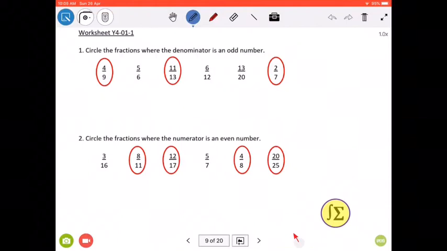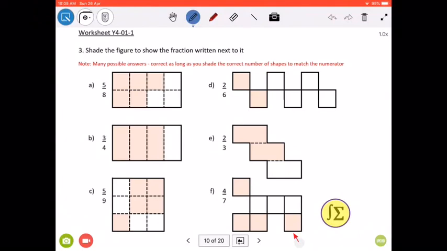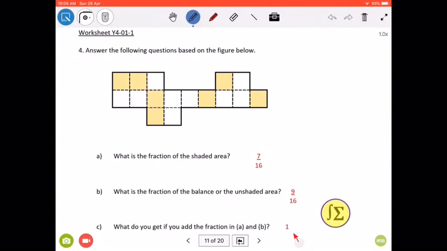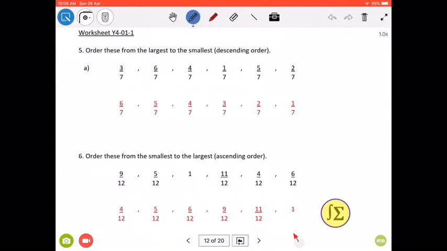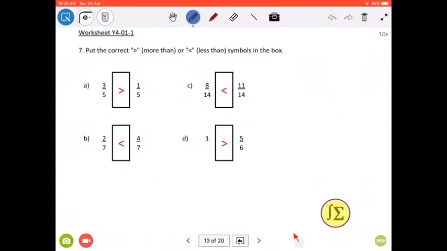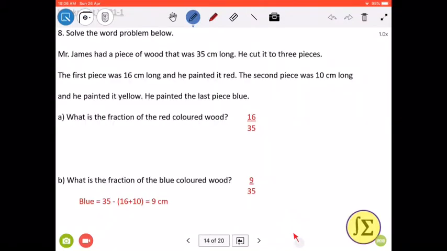Here are the answers for the worksheet for my first lesson. Okay, these are the answers for question 1 and 2. The answer for question 3. Question 4. Question 5 and 6. Question 7. And the last one, answers for question 8.